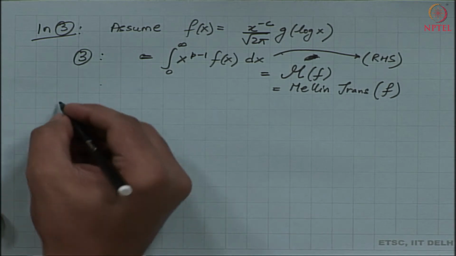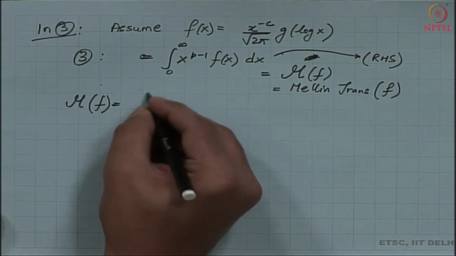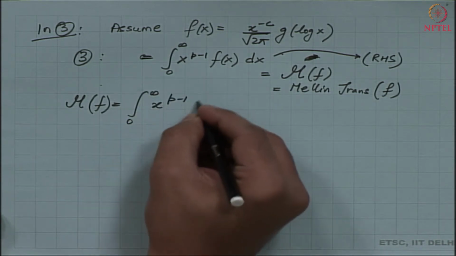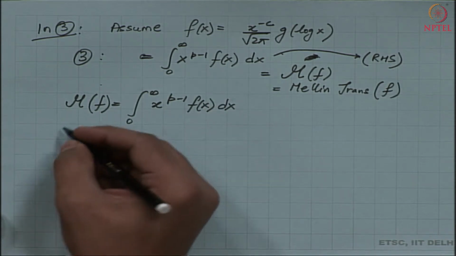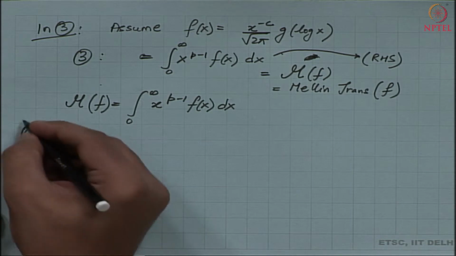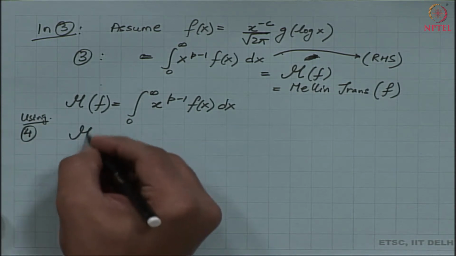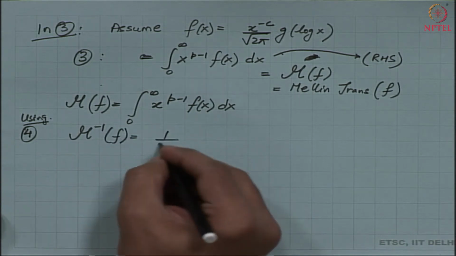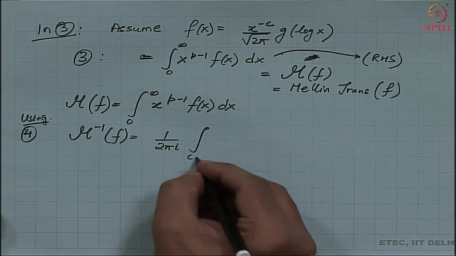Moving on, what I have defined is the following. My Mellin transform of f is defined as the integral from 0 to infinity of x to the power p minus 1 f of x dx, and similarly using my expression 4, I have that the Mellin inverse of f is nothing but the Bromwich contour integral, defined by the following integration.